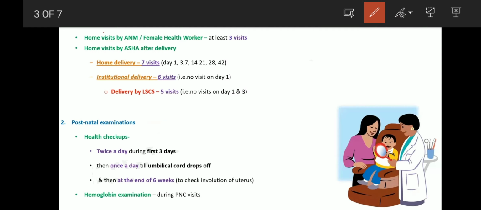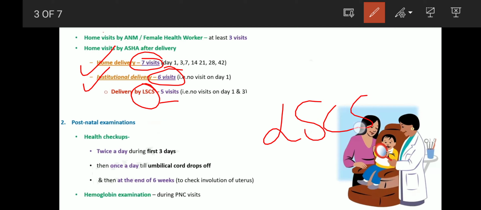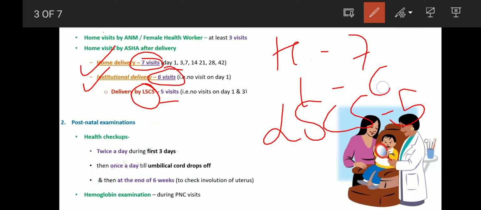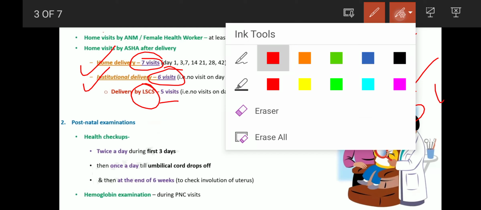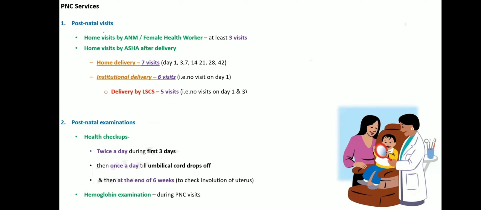So again, guys, home delivery is 7 visits, institutional delivery 6, and LSCS 5 visits. LSCS, she has to make 5 visits. Home delivery is 7, institutional 6. Okay, 7, 6, and 5. And the dates we have studied.